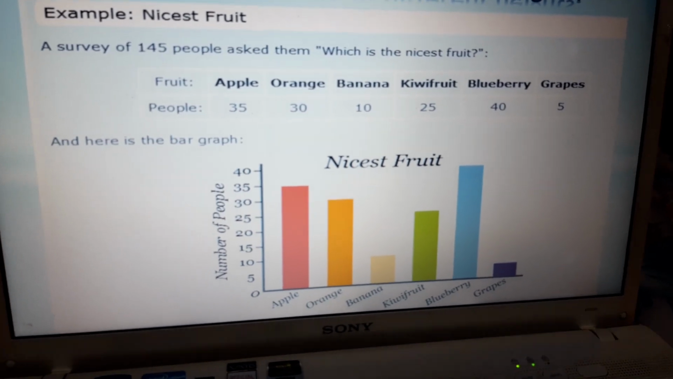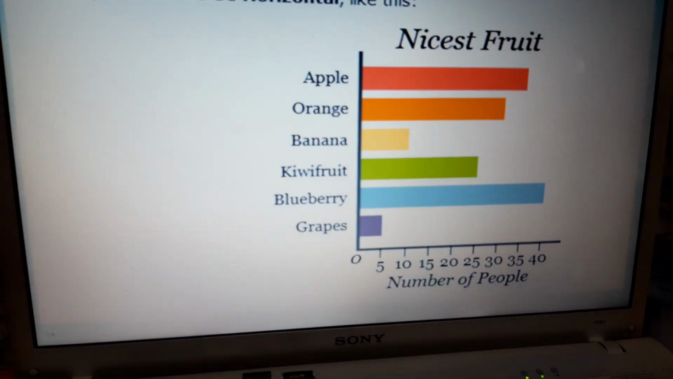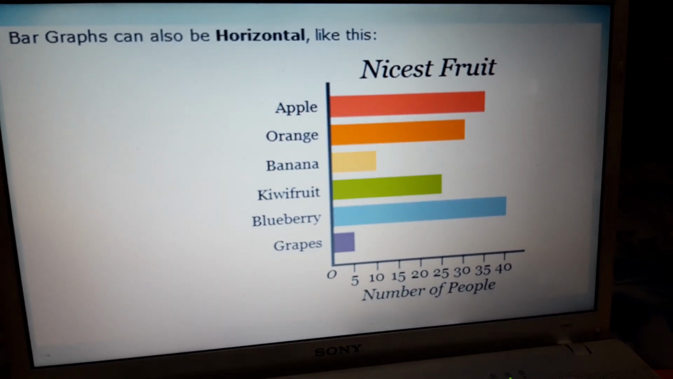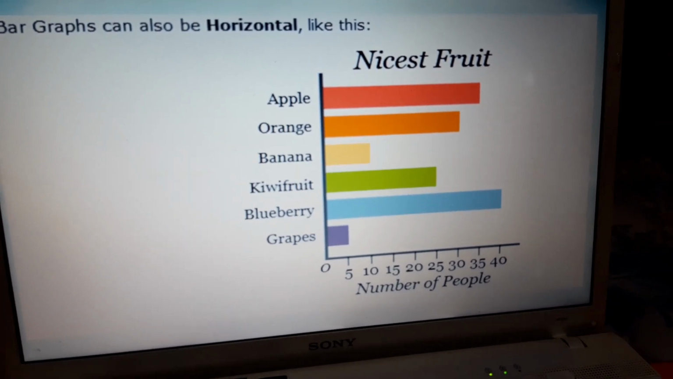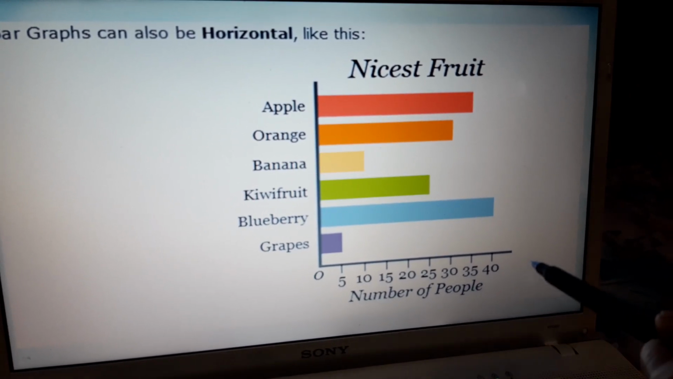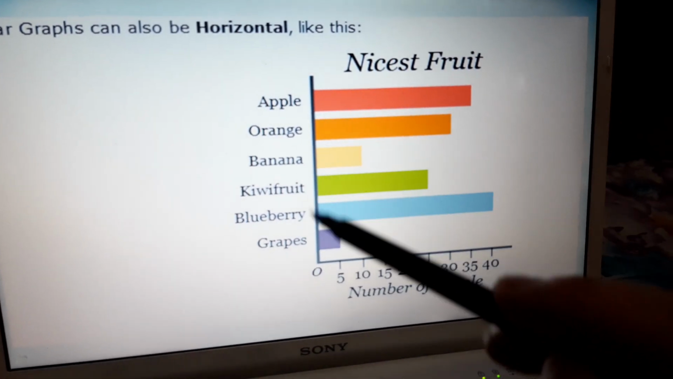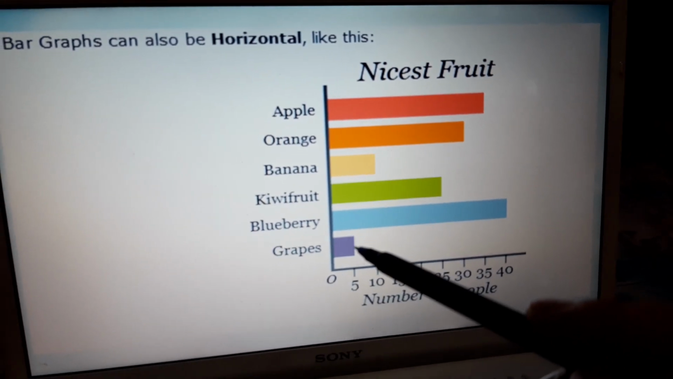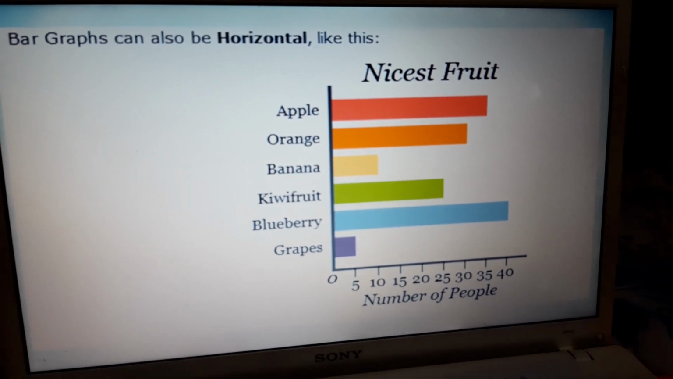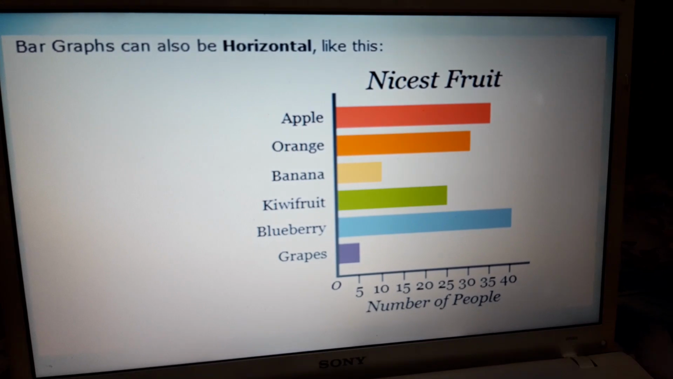This is known as the vertical bar graph. The other way of drawing the bar graph is the horizontal bar graph. In the horizontal bar graph, what we do, we write the frequencies on the horizontal axis and the labeling is done on the vertical axis. This is also a type of bar graph. This is known as the horizontal bar graph and the previous one is known as the vertical bar graph.